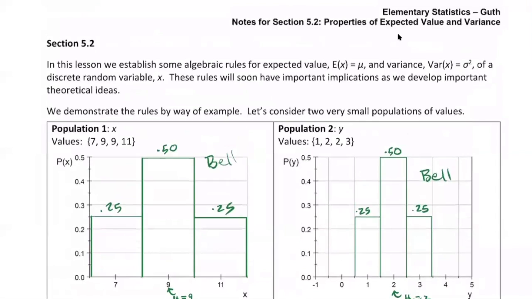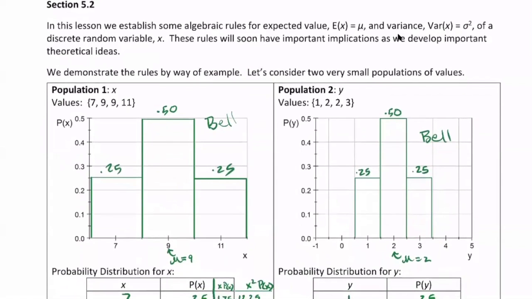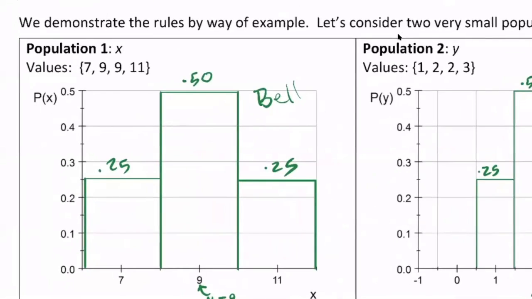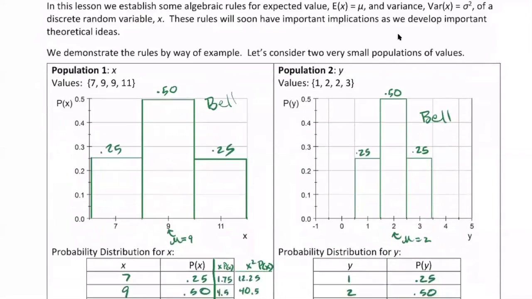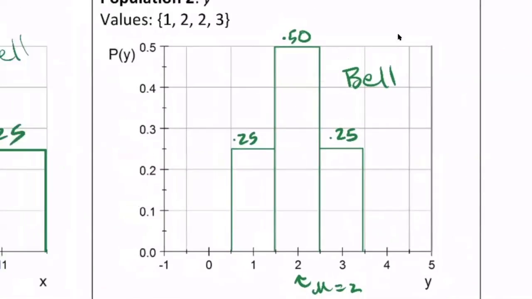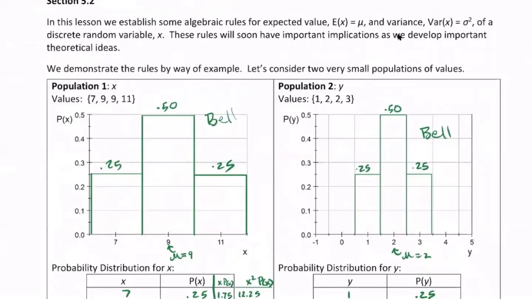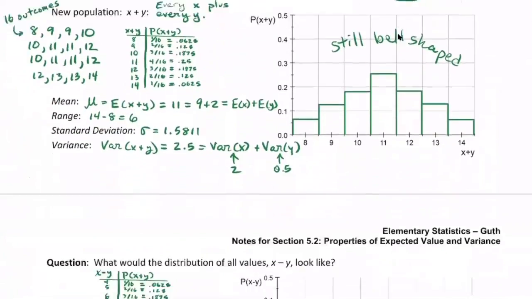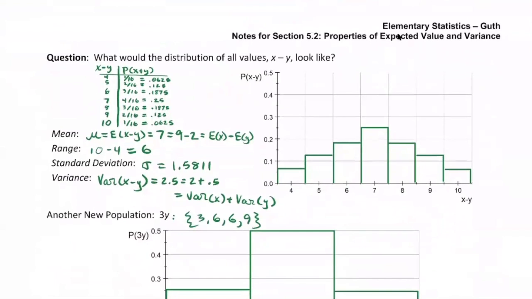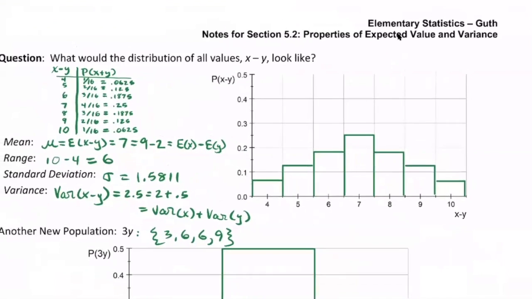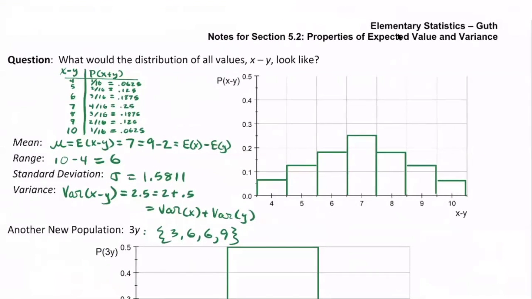Okay, so lesson 5.2, where we looked at one population, we called it X, another population, we called it Y, and what we did at one point was we looked at every X minus every Y. What does the distribution of X minus Y look like? The idea was that as long as the X's were bell-shaped and the Y's were bell-shaped, when you take every X and you subtract every Y, that comes out bell-shaped too.